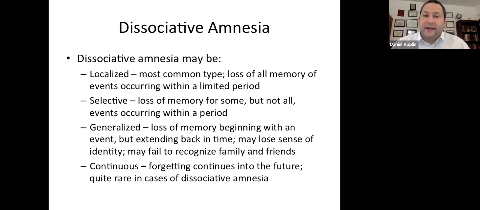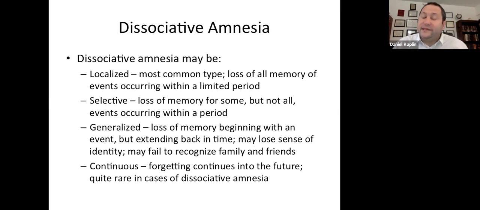It could be selective, where a person loses some of their memory, but not all of the events occurring within a period. It could be generalized, which is more of a loss of memory beginning with an event, but it can also extend back in time. And this really is concerning because the person may lose their sense of identity or even fail to recognize their friends and families.